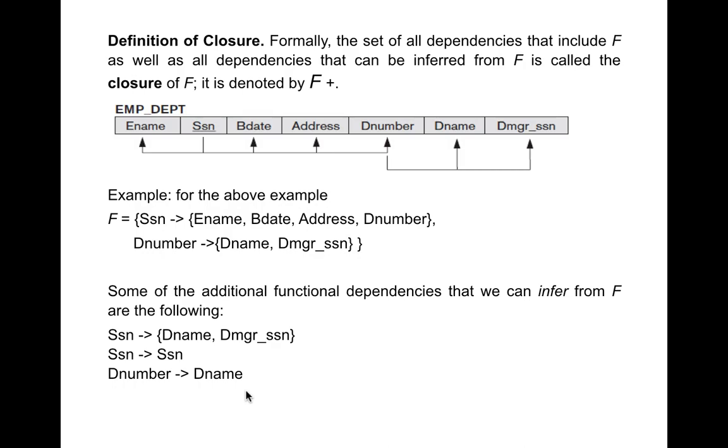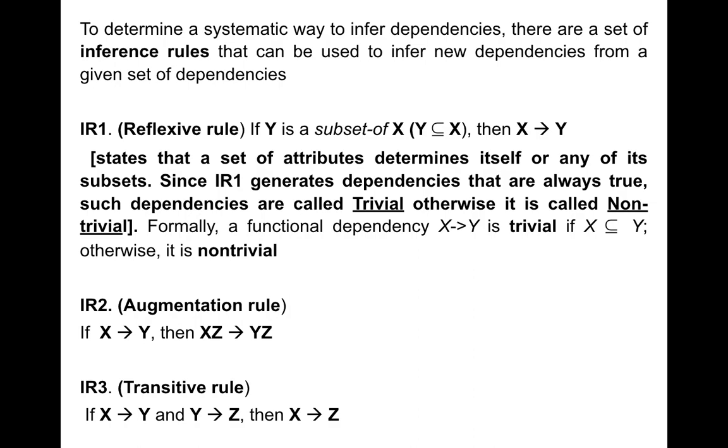Now there should be some systematic way to collect all the inferred dependencies, and such a systematic way is using a set of inference rules. Let's see what these are. You might have already learned these inference rules as part of your set theory or discrete mathematics. Using these 6 inference rules, IR1 to IR6, we can actually infer all the functional dependencies from a given set of functional dependencies.